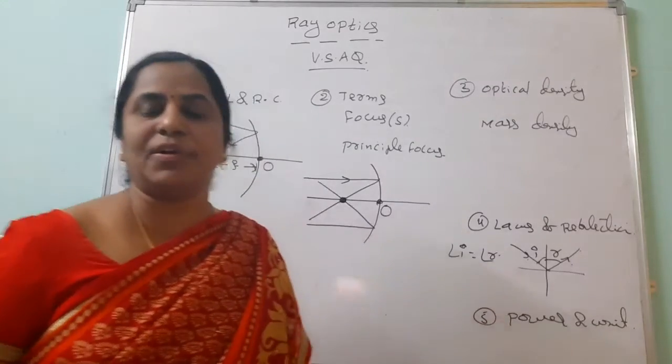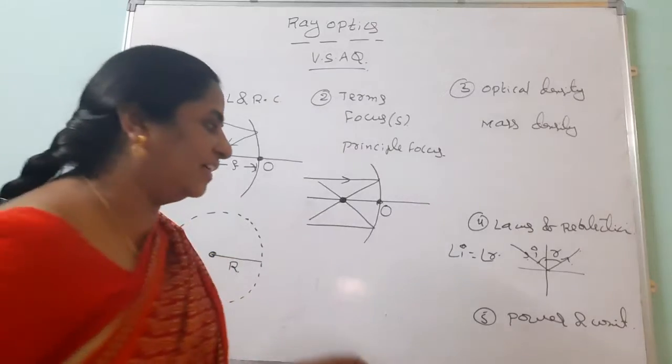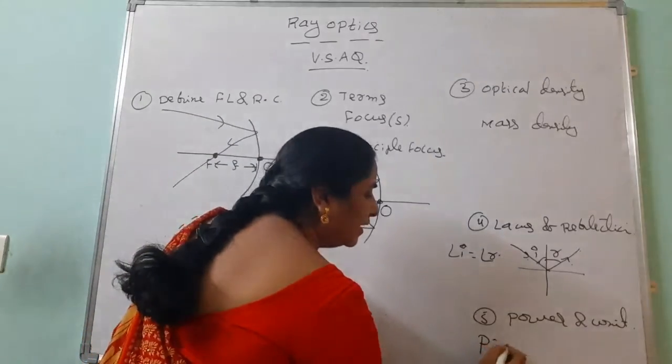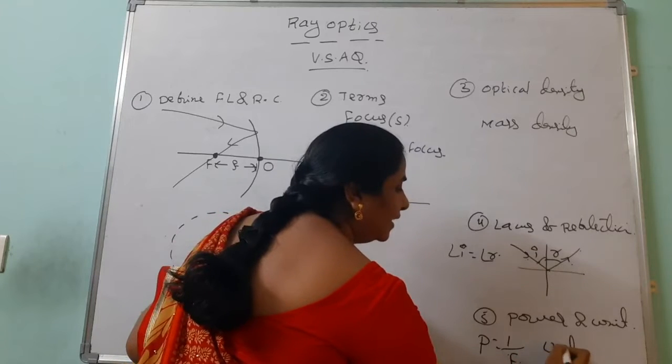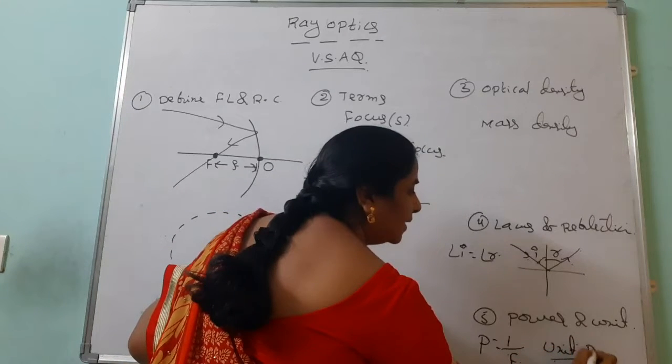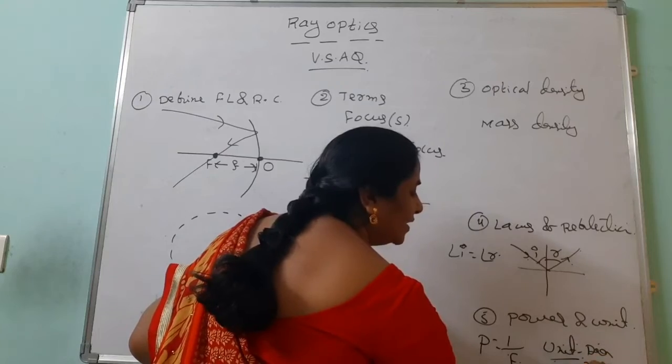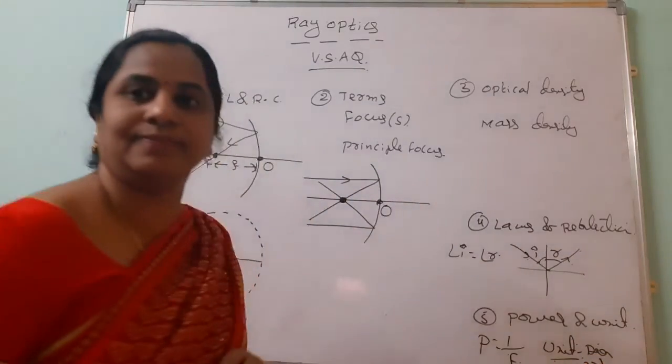Then the fifth one is, what is optical power? Simply, the reciprocal of focal length is called optical power, and the unit we should write is diopter. Diopter is the unit for this; otherwise we can say meter inverse also.